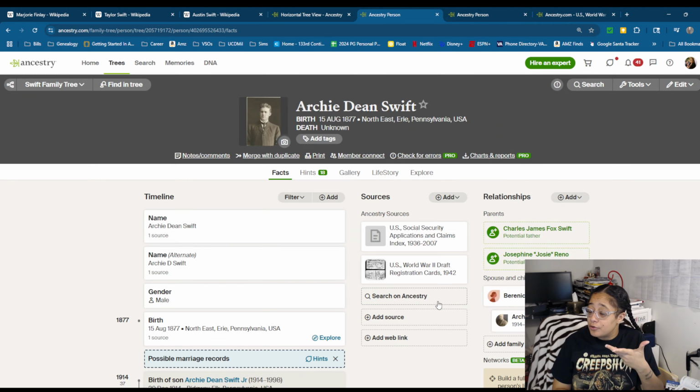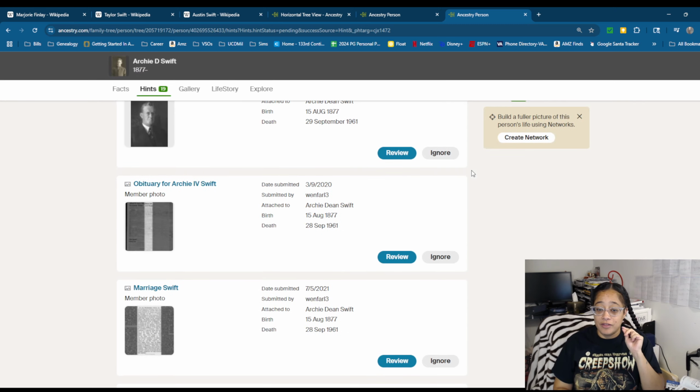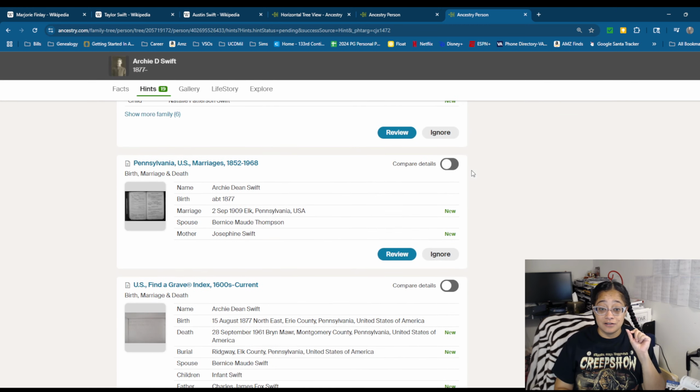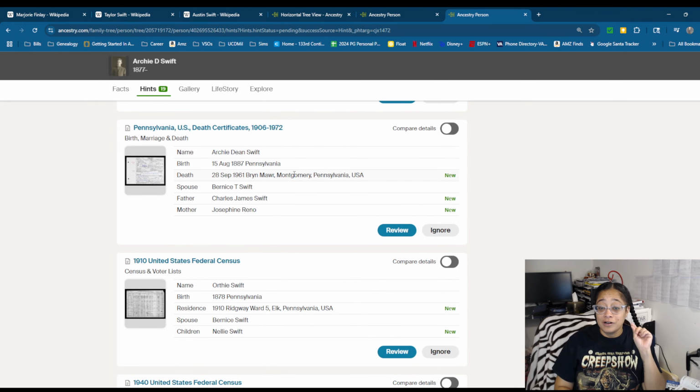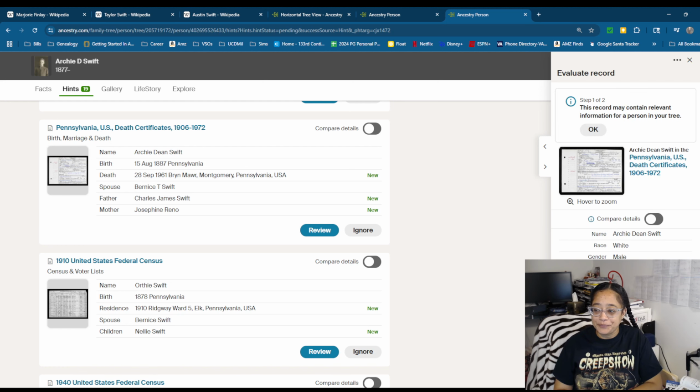Because remember, when he was born, he was not a senior. So this is actually his legal name at birth. Okay, so we can close out of the World War II draft card, and then we're going to go down to the death certificate, and we're going to see if everything matches, because that's always super fun.